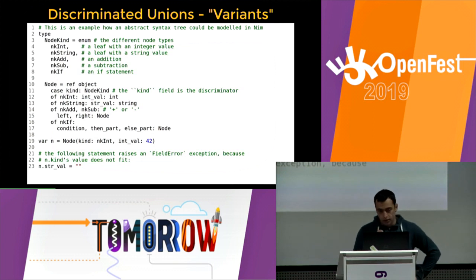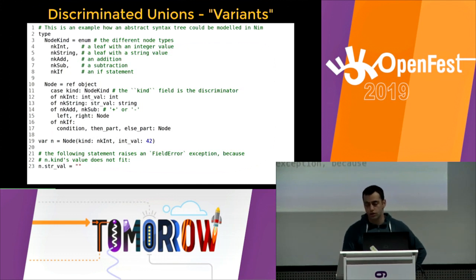So here in the middle of the slide, we're saying that we have a node type, which, depending on the kind, which is the node kind enumeration, if it's an integer, it has an integer value. If it's a string, it has a string value. If it's adding or subtraction, then it has left and right nodes. And if it's an if statement, for example, it will have a condition, a then part, and an else part, which are also nodes. And then when we create a node and we give it that it's of type integer and an integer value, accessing the string value is a runtime error because it's constructed as an integer value.